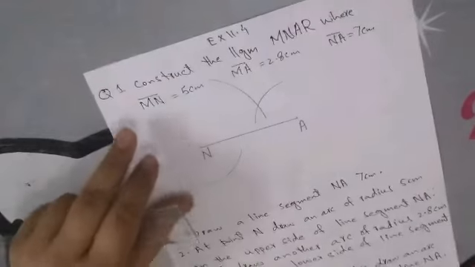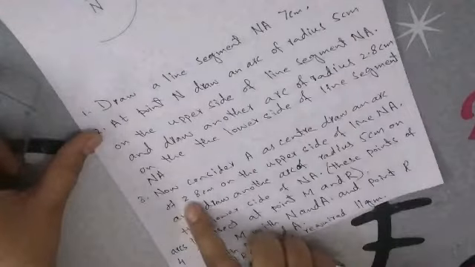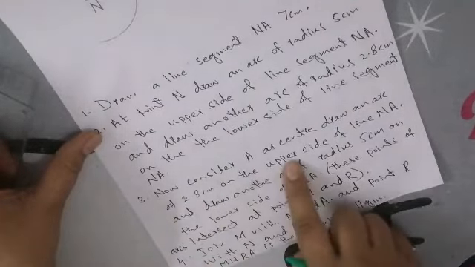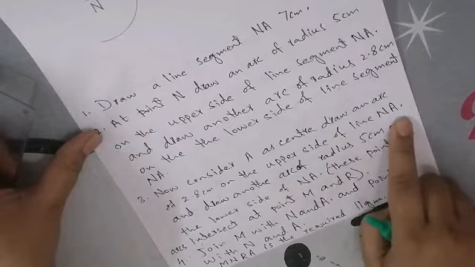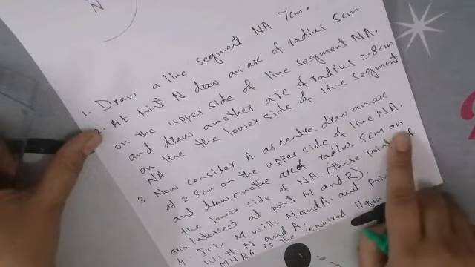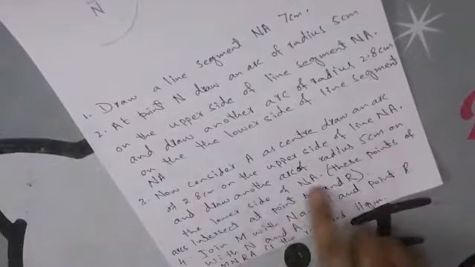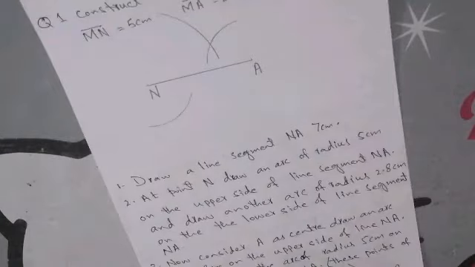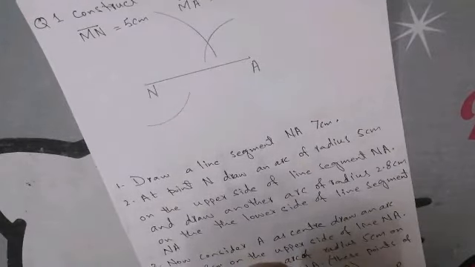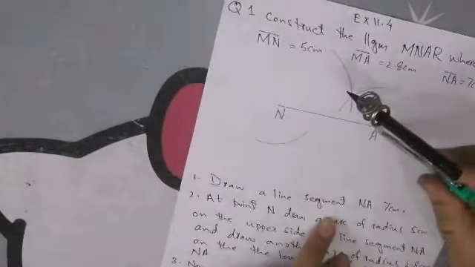So this arc is not intersecting, so we increase its length. Clear? Now consider A is the center. Draw an arc of radius 2.8 centimeter on the upper side of line NA. And draw another arc of radius 5 centimeter at the same point A, but on the lower side of NA. So how much do we open our compass? 5 centimeter. The same step which we repeat at point N, the same step we repeat at point A.